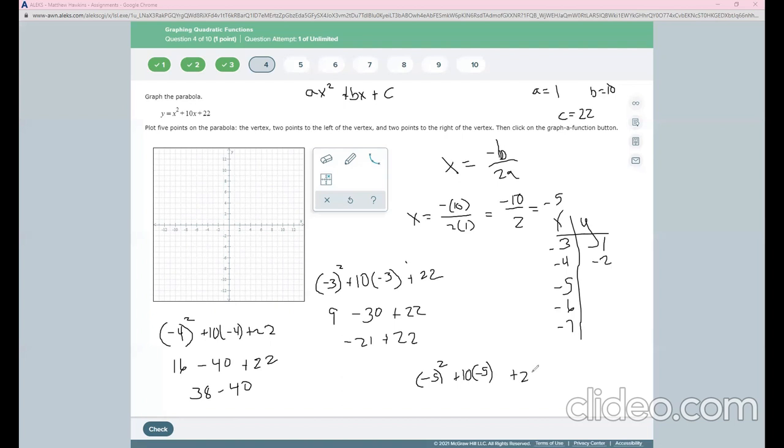plus 22. -5 squared is -5 times -5, and that's +25. 10 times -5 is -50 plus 22. So 25 plus 22 is 47. So I have 47 minus 50. This is going to give me -3.